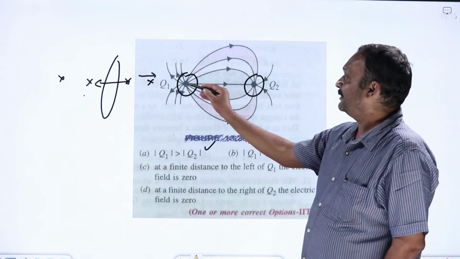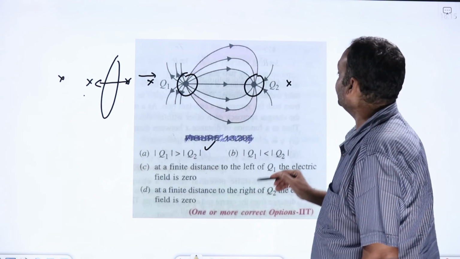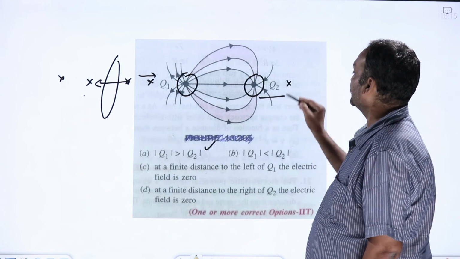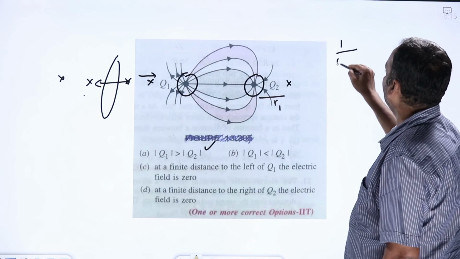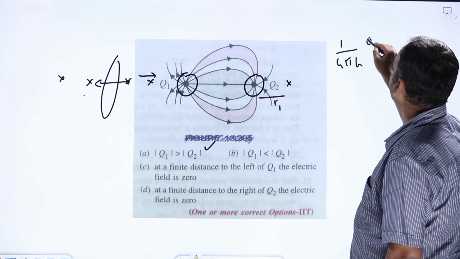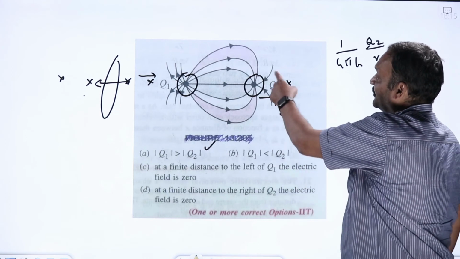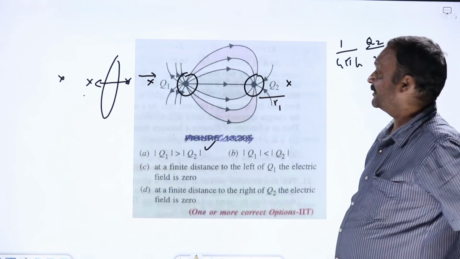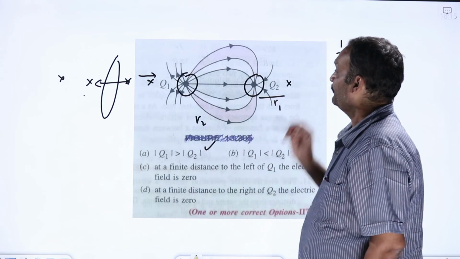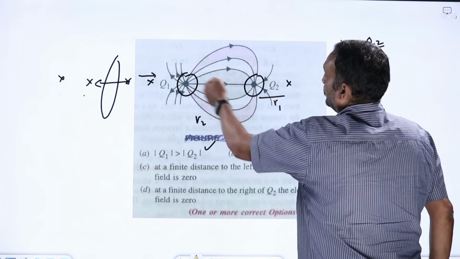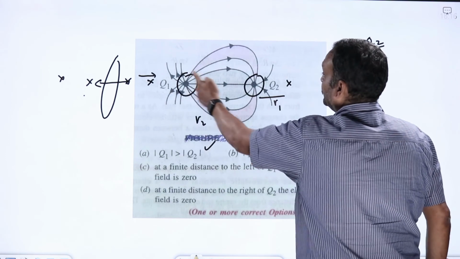First of all, Q1 is greater than Q2. Now at this point the distance is less. So what is the electric field at this point? Let this distance be R1. It is 1 by 4 pi epsilon naught, Q2 by R1. Q2 is less, R1 is also less. But from this point, let us call the distance R2. Now R2 is more. It is 1 by 4 pi epsilon naught, Q1 by R2. R2 is more, Q1 is also more.